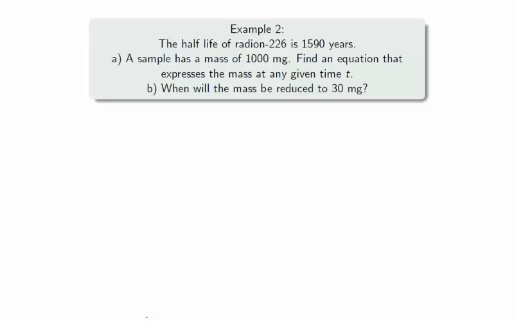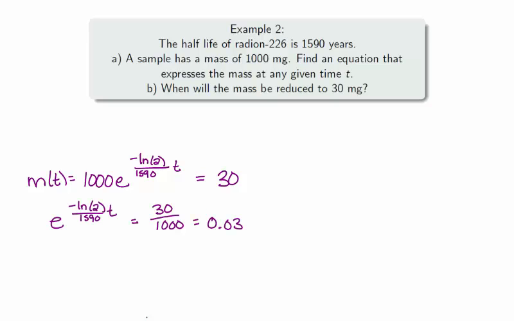To answer this question, we need to solve the following equation for t. m(t) = 1,000e^(-ln 2 / 1,590 × t) is equal to 30. We rewrite this as e^(-ln 2 / 1,590 × t) = 30/1,000, which equals 0.03.